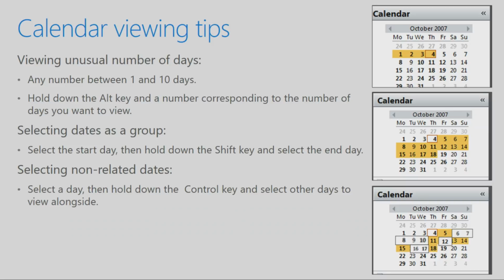You do this by holding down the Alt key and a number corresponding to the number of days that you want to look at. You can also select dates as a group. With this, you'll use the Shift key. You select the beginning day, hold down the Shift key, and select the end day. You can also look at non-related dates. What you'll do here is you'll hold down your Control key and you'll click whatever days you want to look at. So if you wanted to create a view where you were looking at the 1st, the 15th, and the 19th of a given month, you would be able to do that using your Control key.